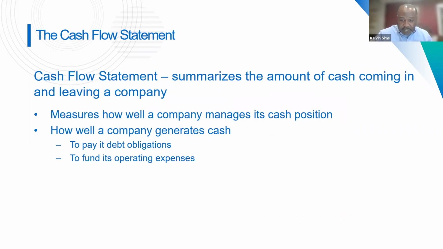Okay, the last one, the cash flow statement. The cash flow is a summary of how cash is coming in and going out of the company. How does the company manage its cash position? So I got my sales, and I have my expenses. How well does the company generate cash to make payments to the vendors and the suppliers that we have? It says to pay the debt obligation and to fund the operating expenses.